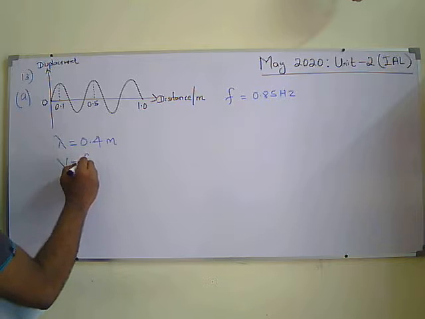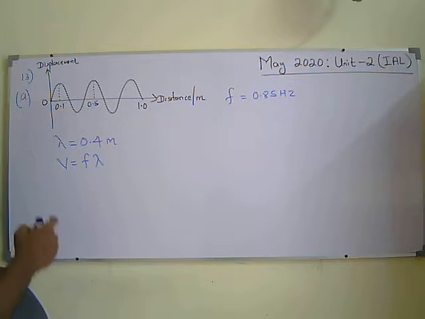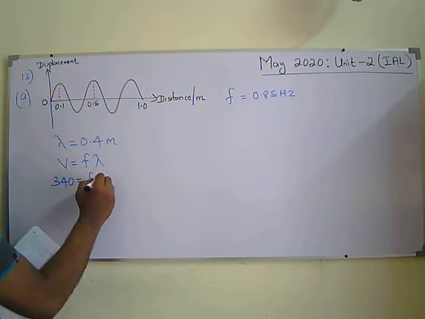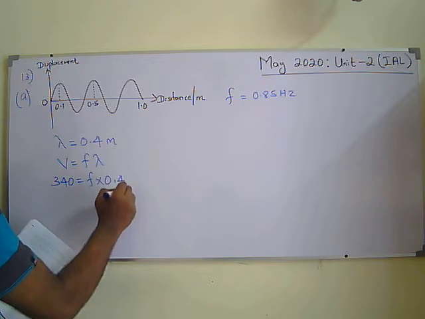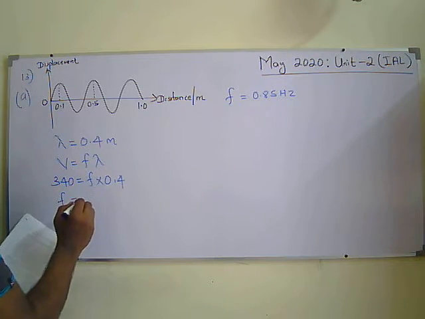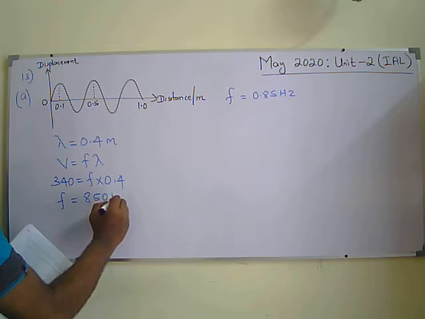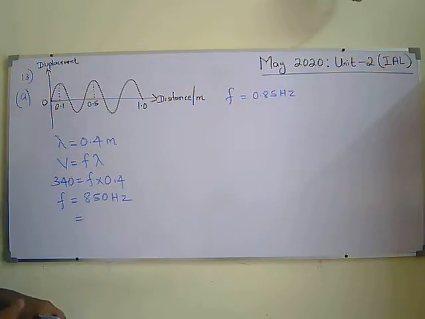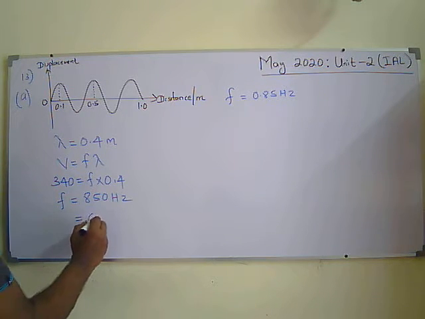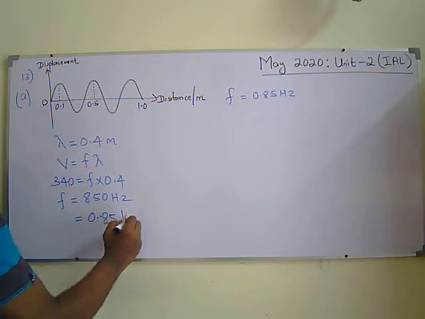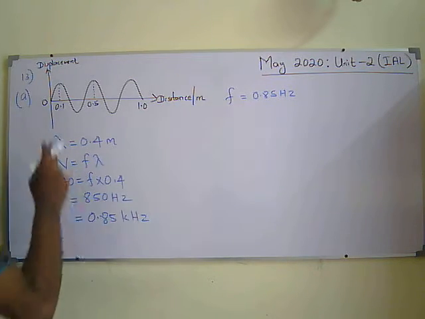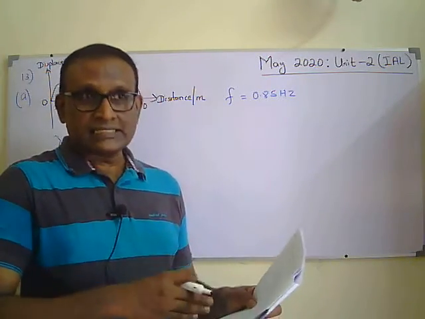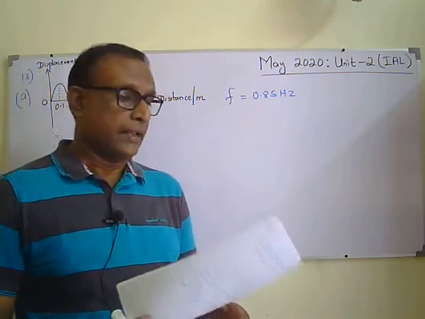We'll use v equal f lambda for this sound. Speed is given as 340 meters per second in air, so we only need to find the frequency. Lambda is 0.4, so the frequency will be equal to 850 hertz. When you convert to kilohertz, because we need to compare with the frequency of the sound generated by the engine, that will be 0.85 kilohertz. So this frequency is suitable. The only thing is, they should overlap in antiphase. So that is the answer for part B.